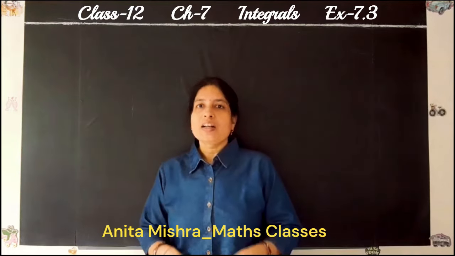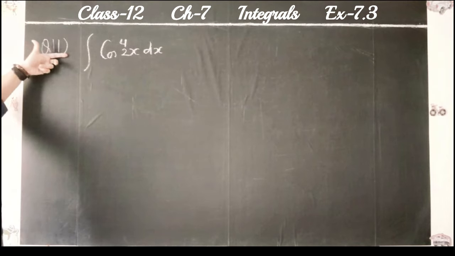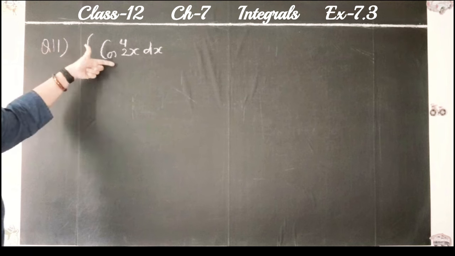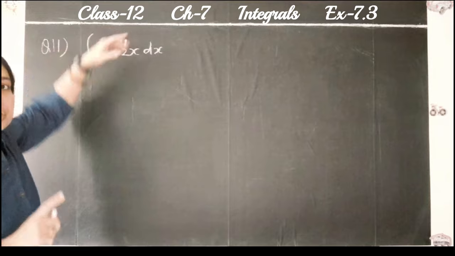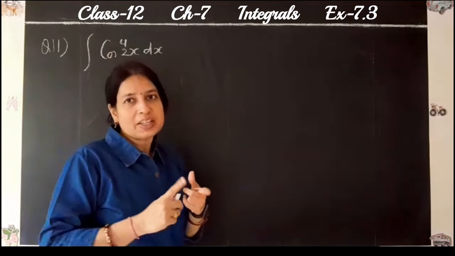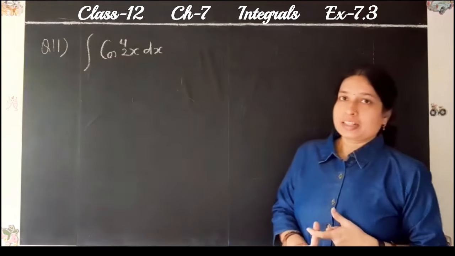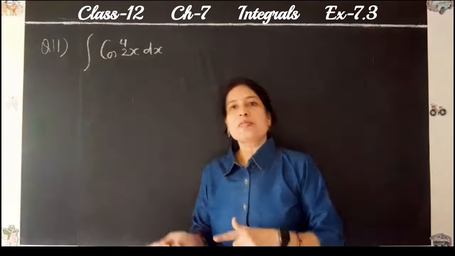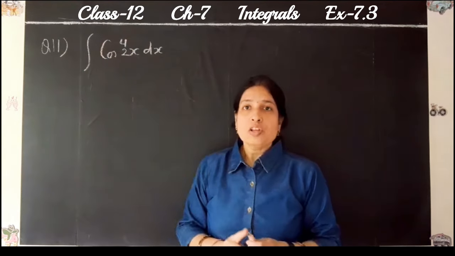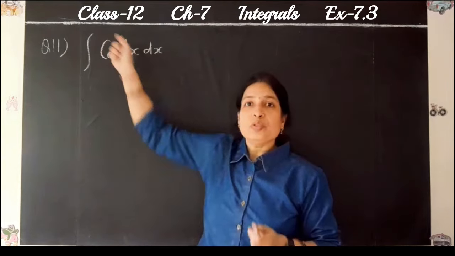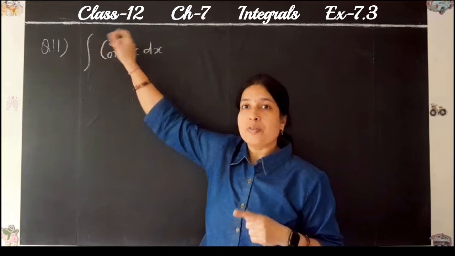Okay, so let us start from question number 11. It is the integral of cos to the power 4 of 2x. Here the power 4 is given. If the power is not given, then we can easily integrate. We know the formula for the integral of cos x: it is sin x. But here power 4 is given, so first of all we have to remove this power. Let us see first how to remove this power 4.